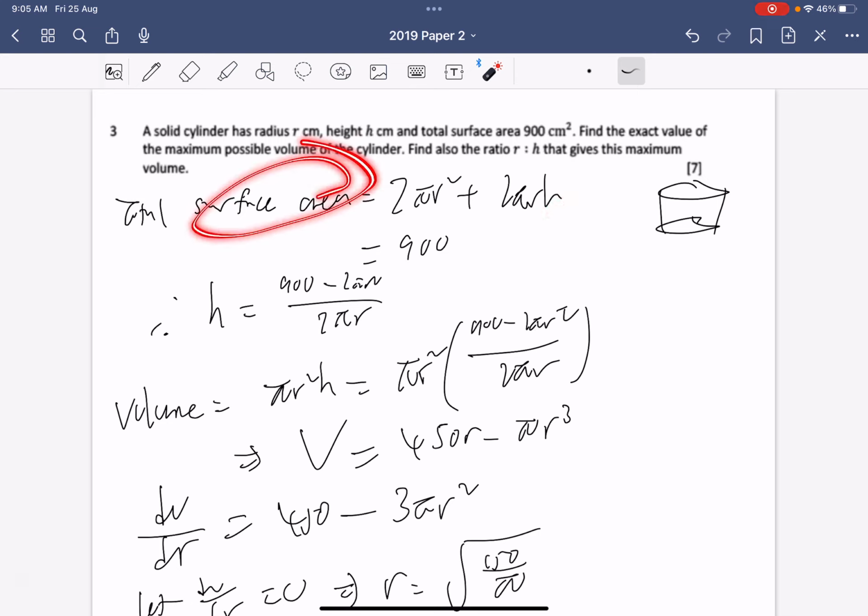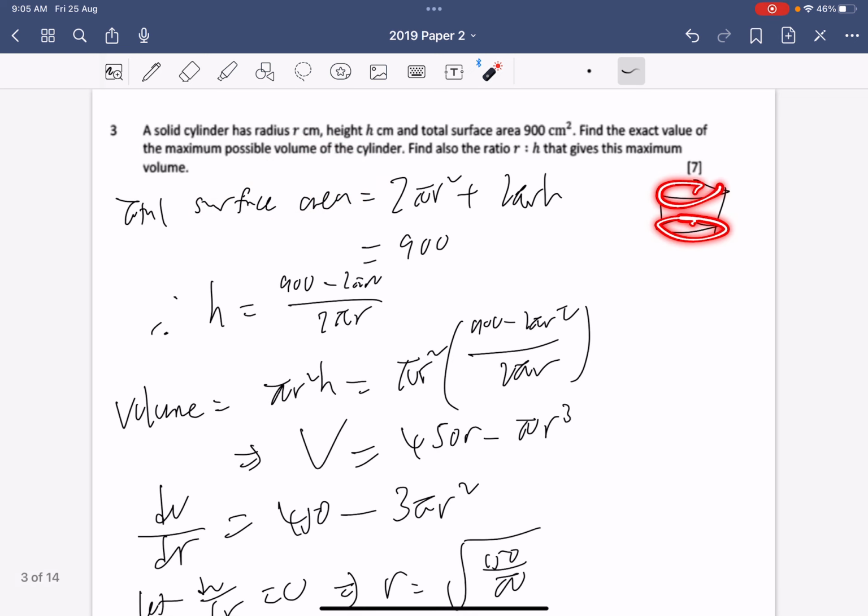So you just use the total surface area formula, which is 2 pi r squared, because there's two circles. And then you want to find the curved surface area, which is 2 pi r h. This will result in H being (900 minus 2 pi r squared) over 2 pi r. Then the volume is just pi r squared h. And so now we substitute the h in terms of r, and we actually get that the volume reduces to 450 r minus pi r cubed.